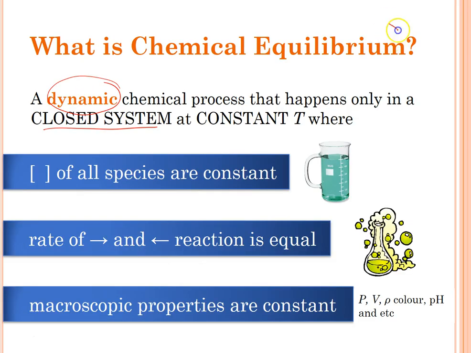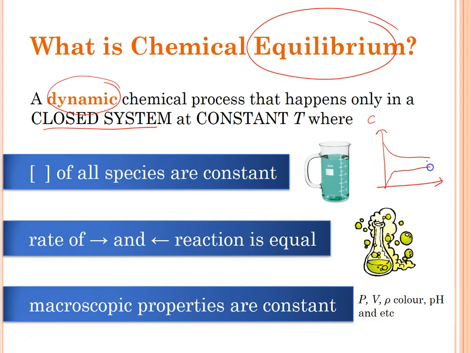And when a system has reached equilibrium, we say that the concentration of all species are constant. This could be shown from the concentration graph, where the concentration of reactant and the product will become constant over time when the system has reached equilibrium. The rate of forward and reverse reaction will become equal.